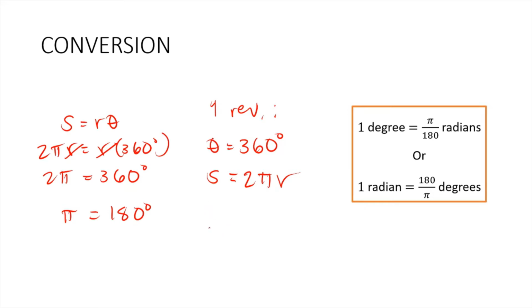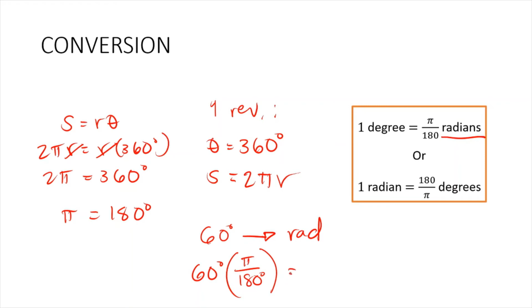So for instance, if we want to convert 60 degrees to radians, then we use the first conversion factor, pi over 180 degrees. By dimensional analysis, the degree unit will cancel out, and the radian unit will remain. That is why the resulting unit is radians. And so this is equal to pi over 3 radians.